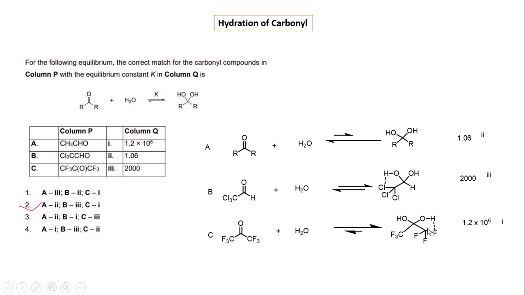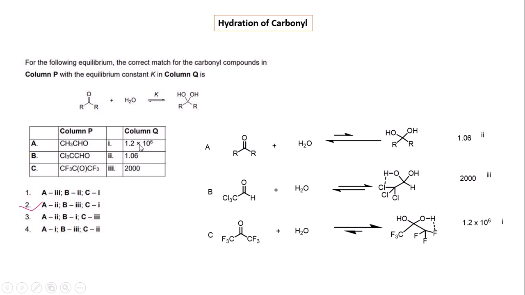bonding stabilization effect is more favorable when fluorine is present. In the case of the chlorine substituent, the intramolecular hydrogen bonding is not as strong as that of the trifluoro substituent. So the equilibrium constant for the gem-diol intermediate is highest in the case of the trifluoro-substituted acetone compared to that of the chloral intermediate. And hence the order for the gem-diol equilibrium constant is highest for the hexafluoroacetone compound.